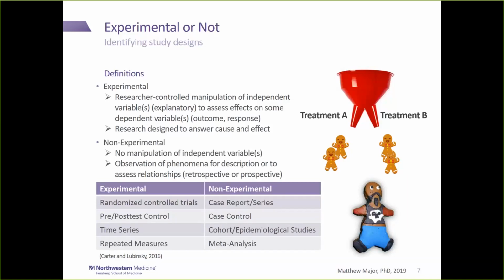experimental might be, for example, randomized control trials, pre- and post-test controls, time series, repeated measures. And non-experimental, what tends to fall into that group are case reports and case series, case controls, cohort and epidemiological studies, as well as those filtered analyses I talked about before, like meta-analyses and CATs.